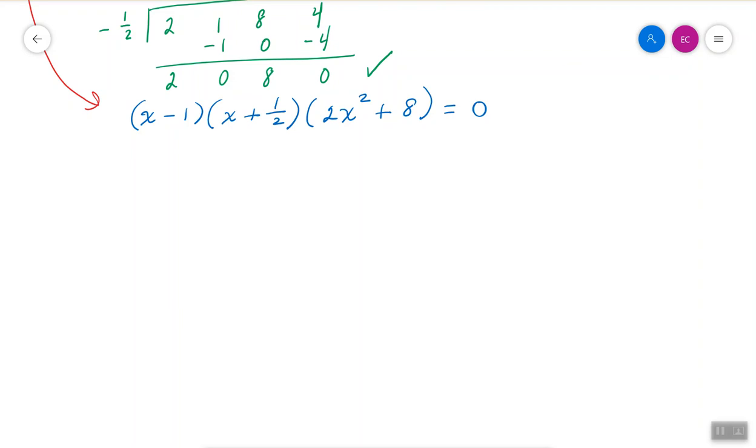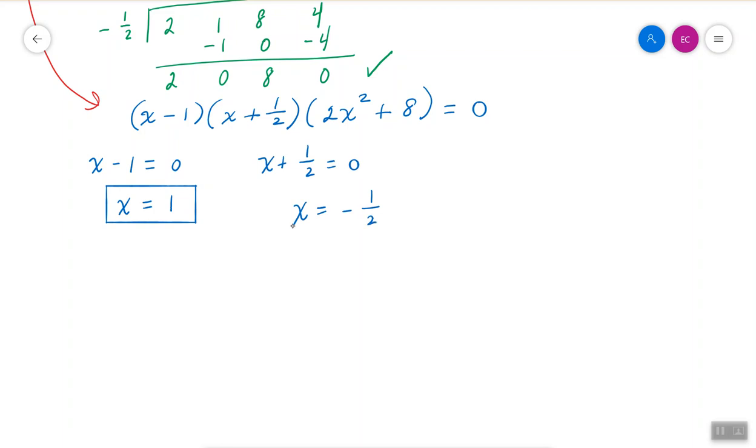So let's take each of the factors and set it equal to 0. Let's do x minus 1 equals 0 and get the solution x equals 1. Let's do x plus a half equals 0 and get x equals negative 1/2. You would be correct to point out that this is a little bit redundant. We already know that these are solutions because we already saw the synthetic division work for these numbers.